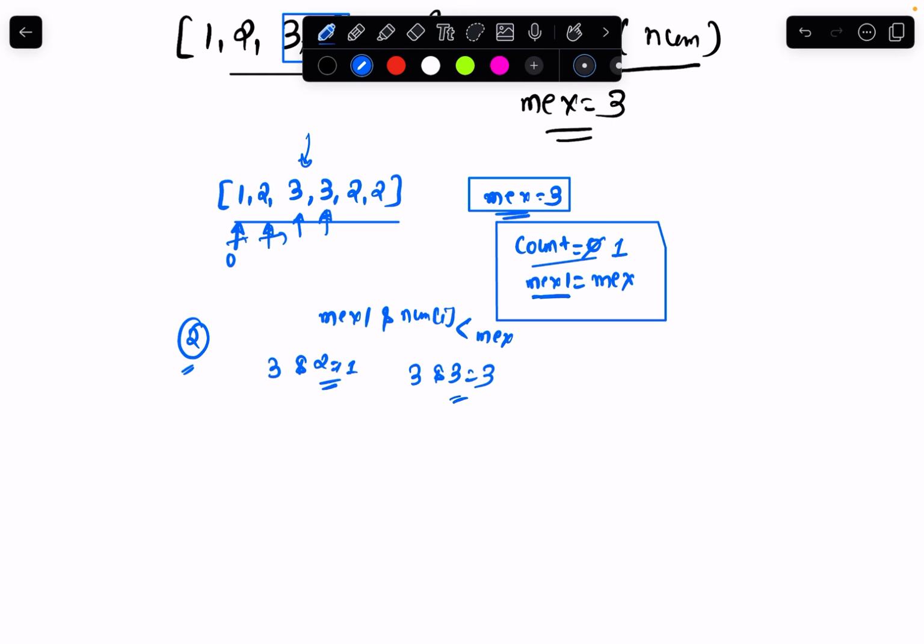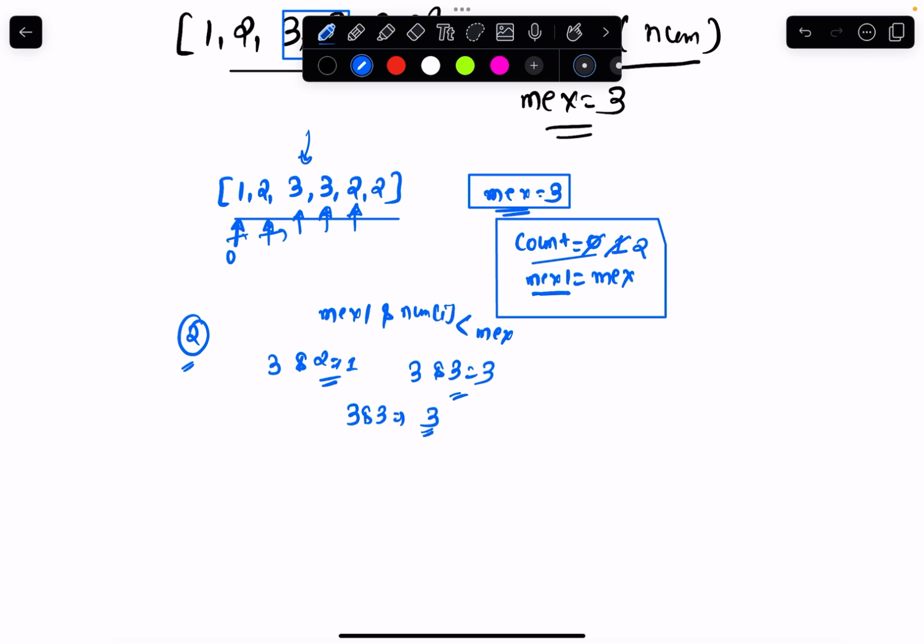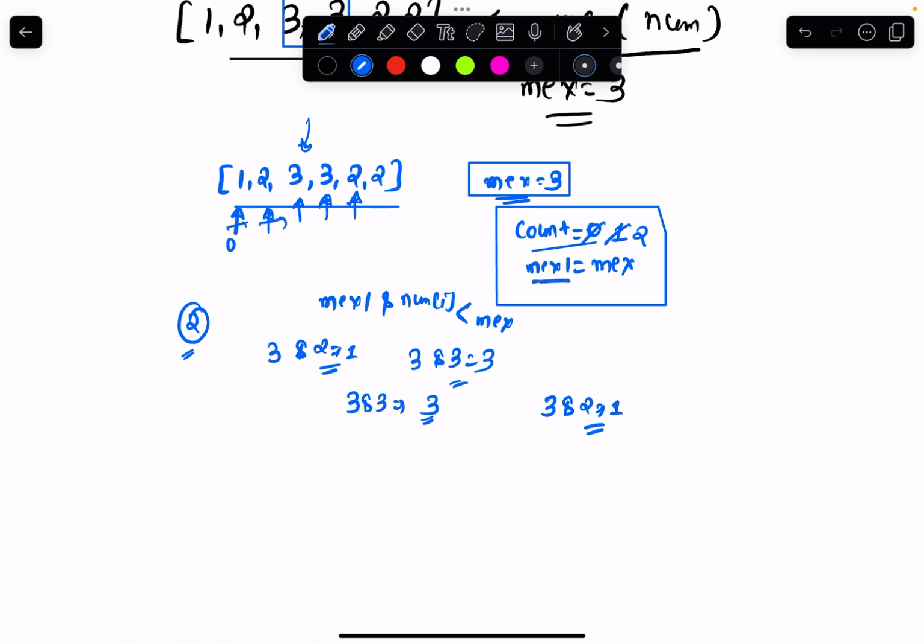In the next one, again the XOR of 3 and 3 is 3, which matches the max, so we update the counter to 2. After that we go to 2, but here your max is 3 and your current value is 2. Now your current answer should be 1, since 3 XOR 2 is 1. That means your current maximum is 1.